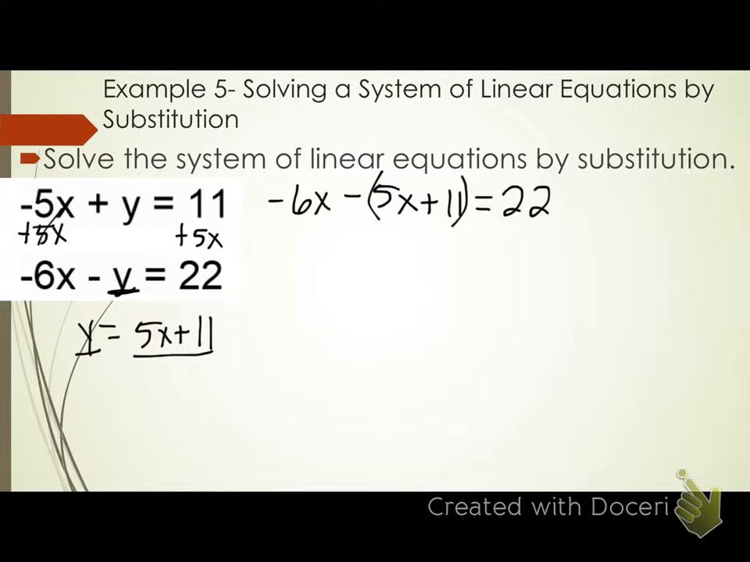Because what's this number in front of this y? Negative 1. So it's like negative 1 times y, so it'd be like negative 1 times that expression. So what do I have to do with that negative? Distribute it. Negative 1 times 5x, negative 5x. Negative 1 times 11, negative 11. Very good. Everyone okay with that? Put parentheses when you plug in.